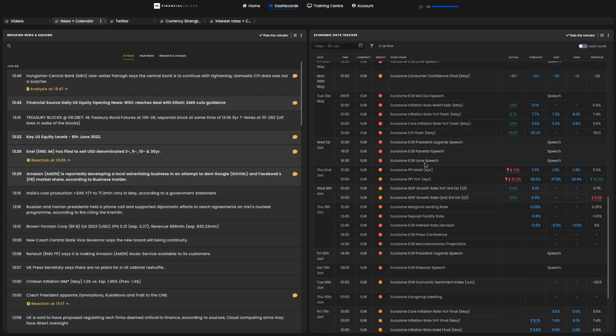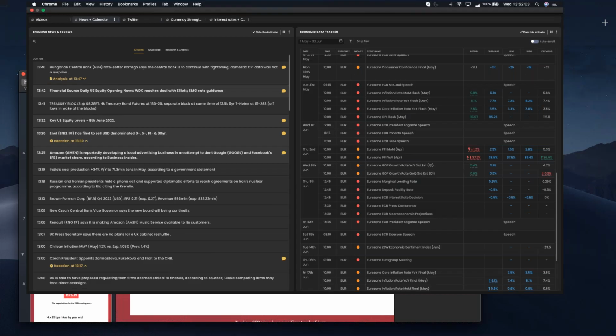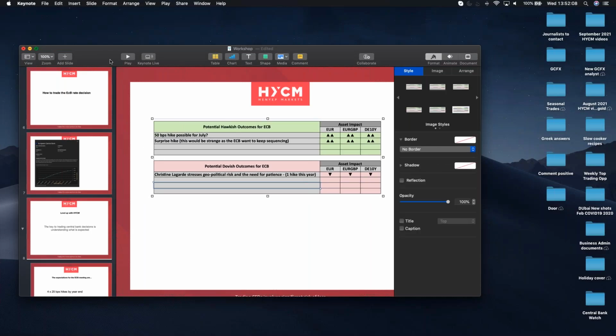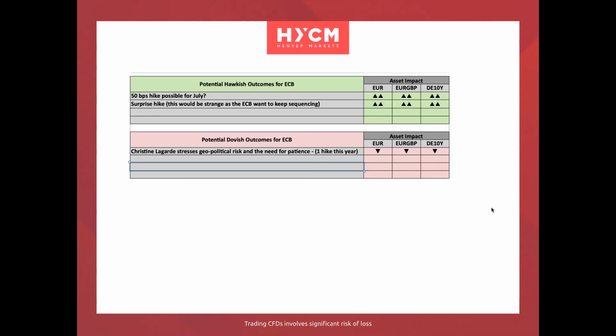So just watch out. It's a tricky one to trade, but the best opportunity will come from any talk about a 50 basis points rate hike for July. That's the best opportunity, or anything like a surprise hike, and then look for upside euro US dollar, potentially euro pound as well.